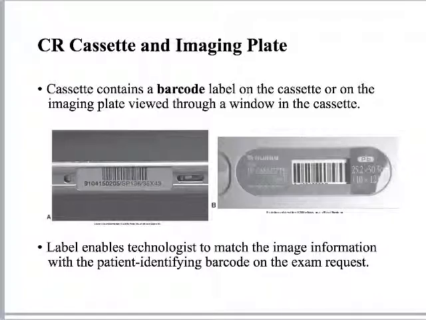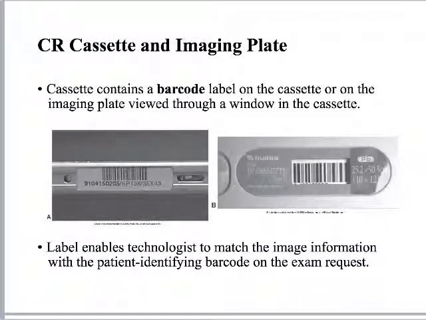Now outside of it, kind of encasing it, we have the cassette, right? Sometimes called the imaging plate, sometimes called the image receptor. I typically call it the image receptor, but old school techs might call it the cassette. On this cassette there's a barcode, and it's normally on a window to where when you scan it, you're actually scanning the PSP plate itself.